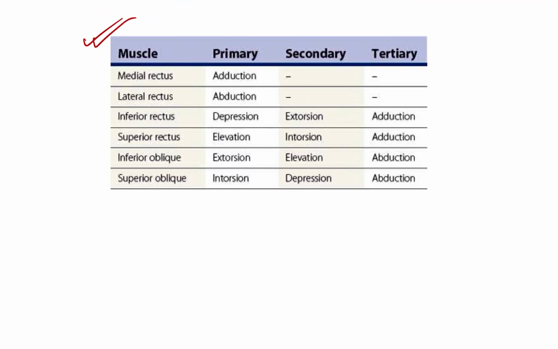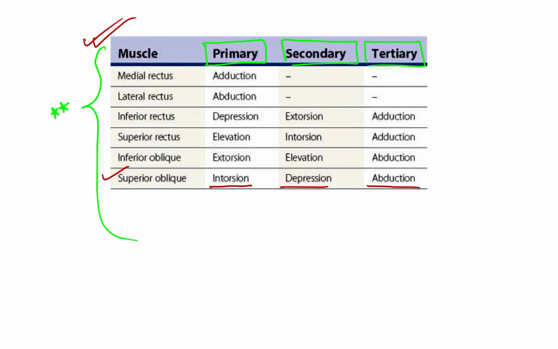Extraocular muscles function, you should know the primary, secondary and tertiary function. The question was about superior oblique. See, primary action intorsion, then secondary action depression and tertiary action abduction. So you should memorize this list because this is very important. You may expect 1 or 2 questions in the upcoming exam from this table only.